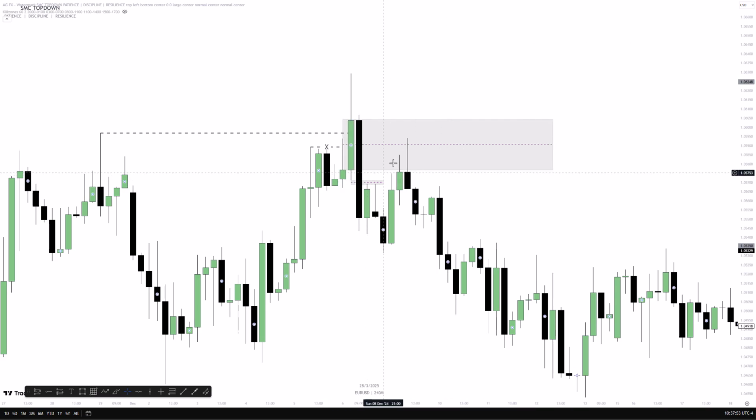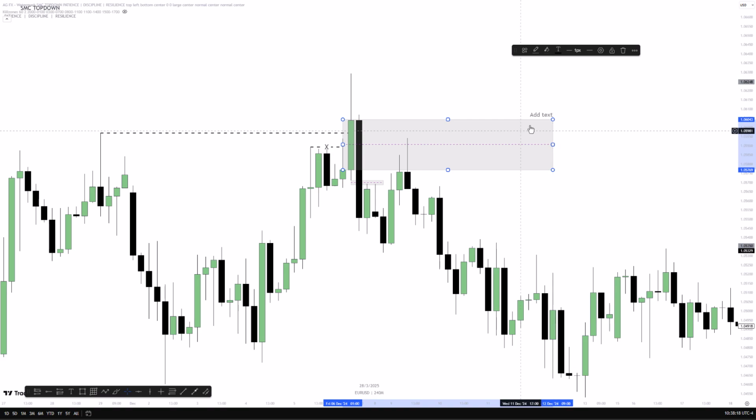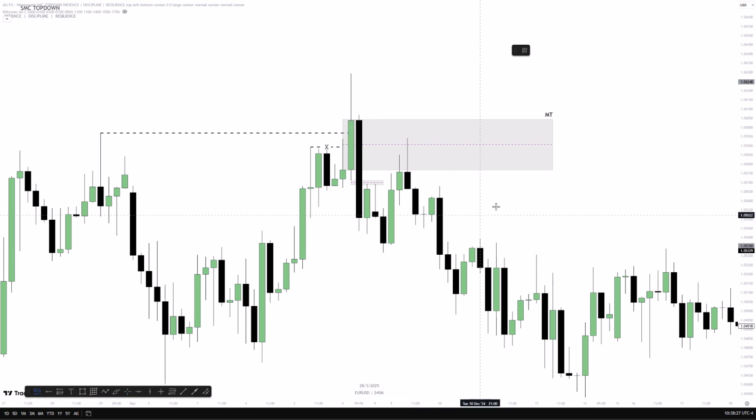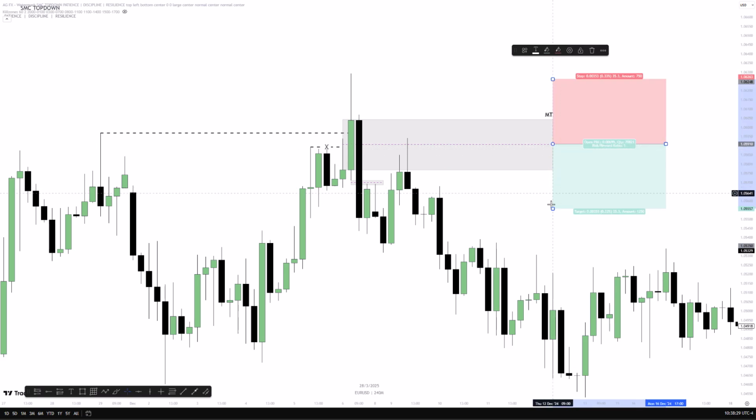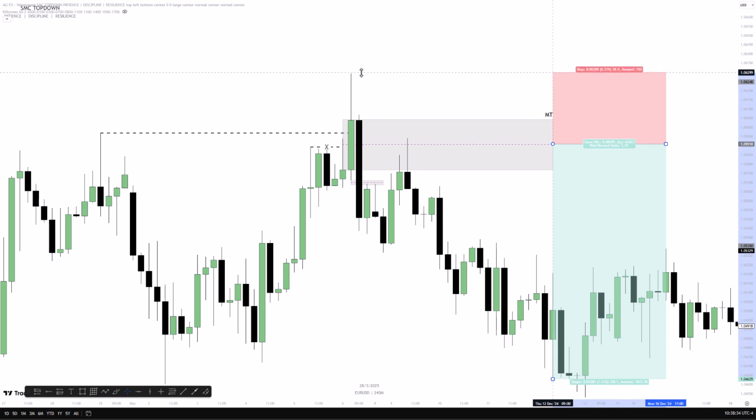And as you can see here, price came into the main threshold. So this is what we call the main threshold. Price came into the main threshold and found support. So if you want to sell this, you put your trade and stop loss above the order block. As you can see, price came down. So this is how to identify a high probability order block on the chart.